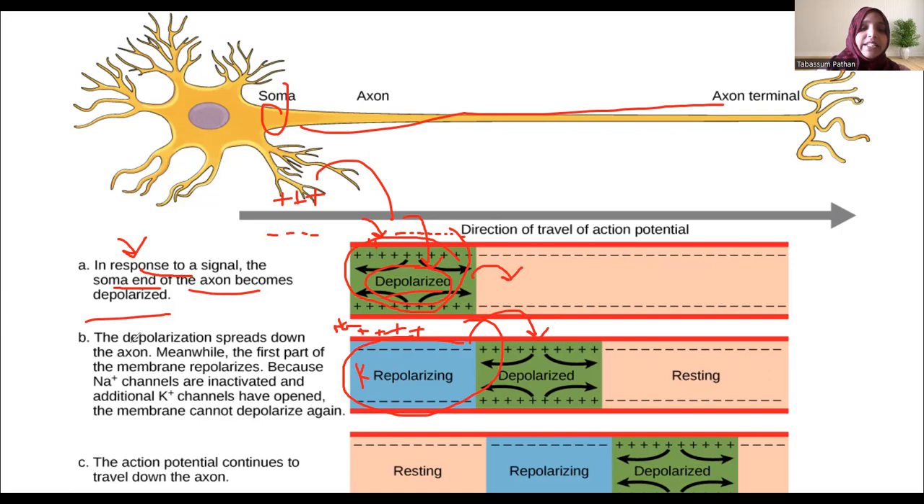Okay, the depolarization spreads down the axon. Meanwhile, the first part of the membrane will repolarize. Repolarize means what? It will regain its original property. It will regain its original voltage difference, that is more positive on the outside and more negative on the inside of the plasma membrane of the neuron.